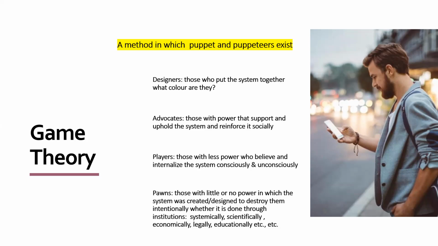The pawns are the people who were the victims, where the system was set up not to allow them to gain upward mobility. This is what's really important here. It's known as game theory. Okay, a method in which you have puppets and puppeteers. So it is important for us to know that systems within an organization are created that way. This is what I call the Guinness hypothesis.